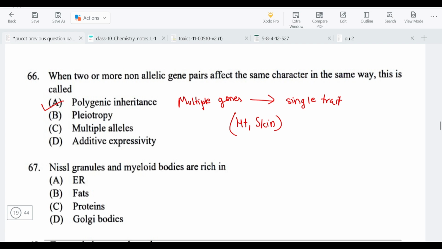Next, Nissl granules and amyloid bodies are rich in. The answer is endoplasmic reticulum. And they are involved in what? They are involved in translation. And what is translation? Protein synthesis, right?